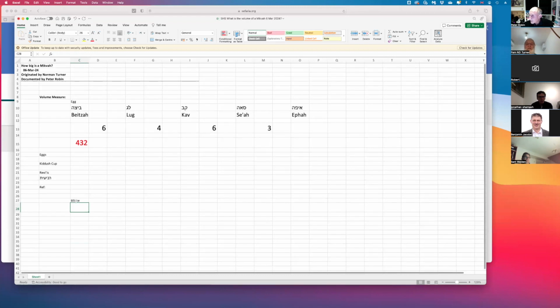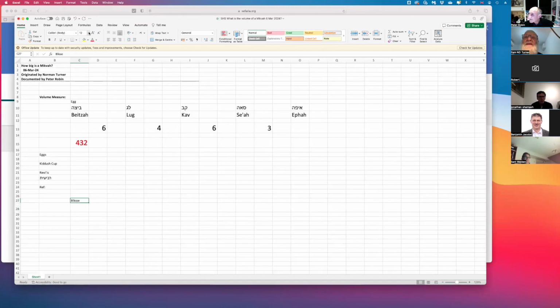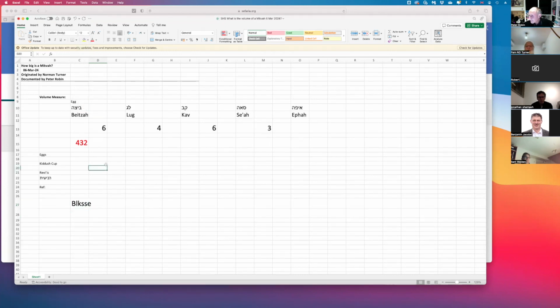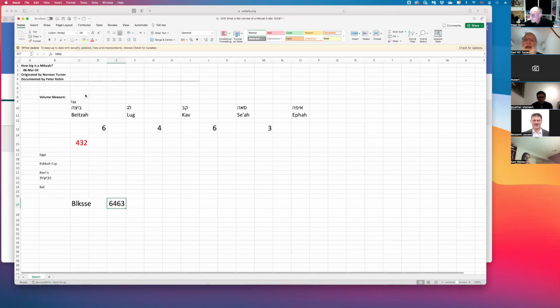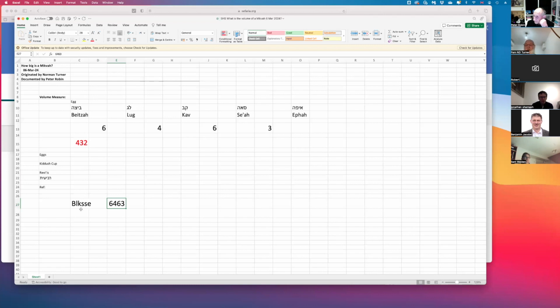Blackso, Blacksea. Yes, and then put next to it 6463. Blow that up. And that was like the phone number we did in those days. Blackso, or BLKSE, Blacksea 6463. It was like a phone number.